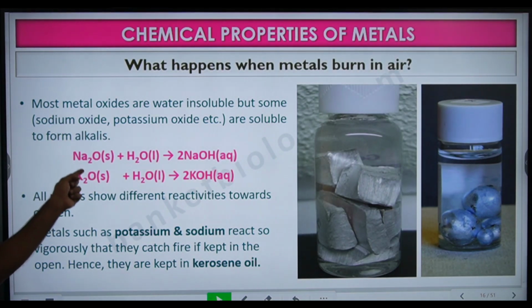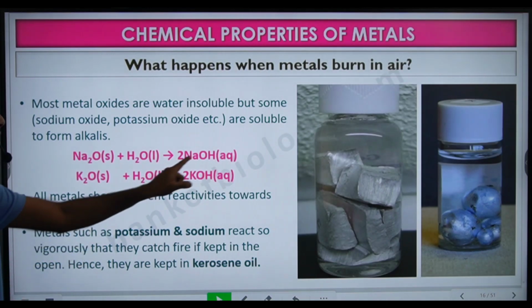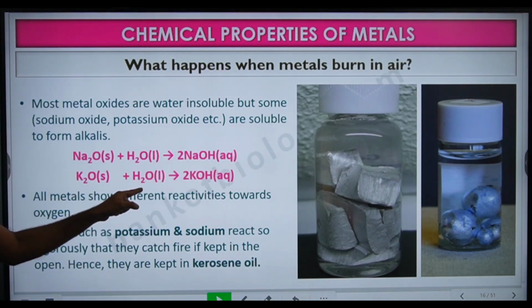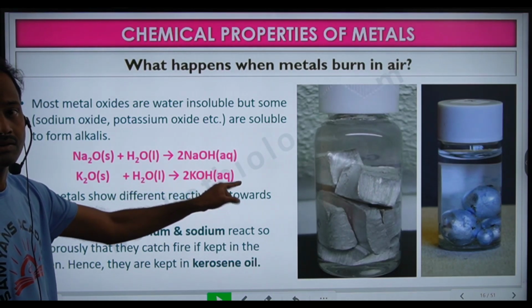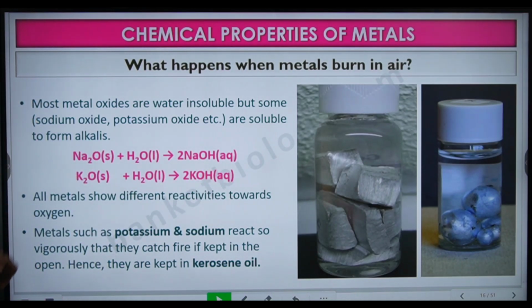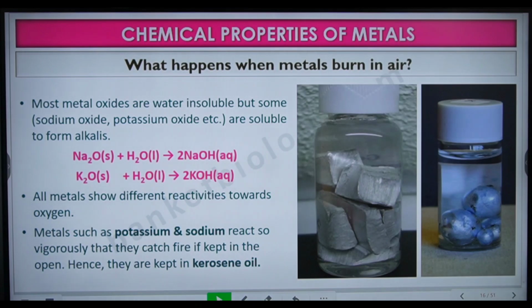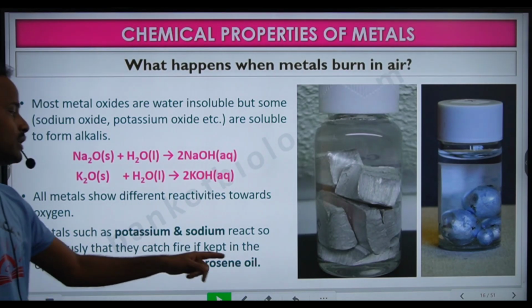Now you see, sodium oxide, when you dissolve it in water, gives sodium hydroxide aqueous solution, and potassium oxide, K2O, when you dissolve it in water, H2O, gives potassium hydroxide aqueous solution. All metals show different reactivities towards oxygen. Metals such as potassium and sodium react so vigorously that they can catch fire if kept in the open, so they are kept in kerosene oil.